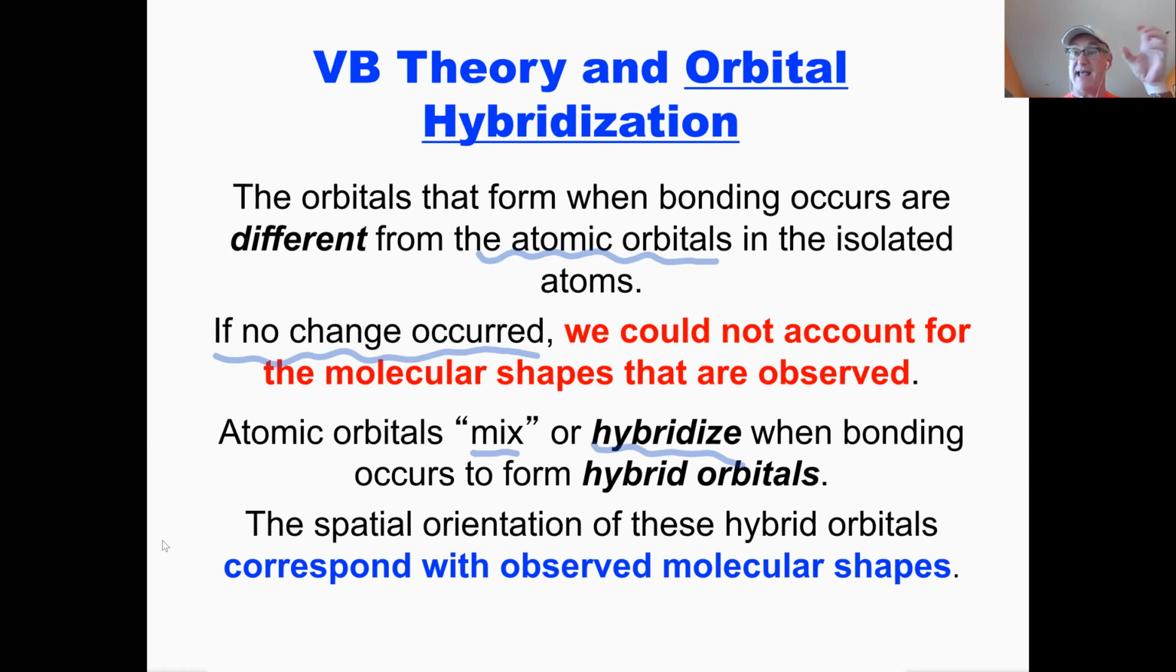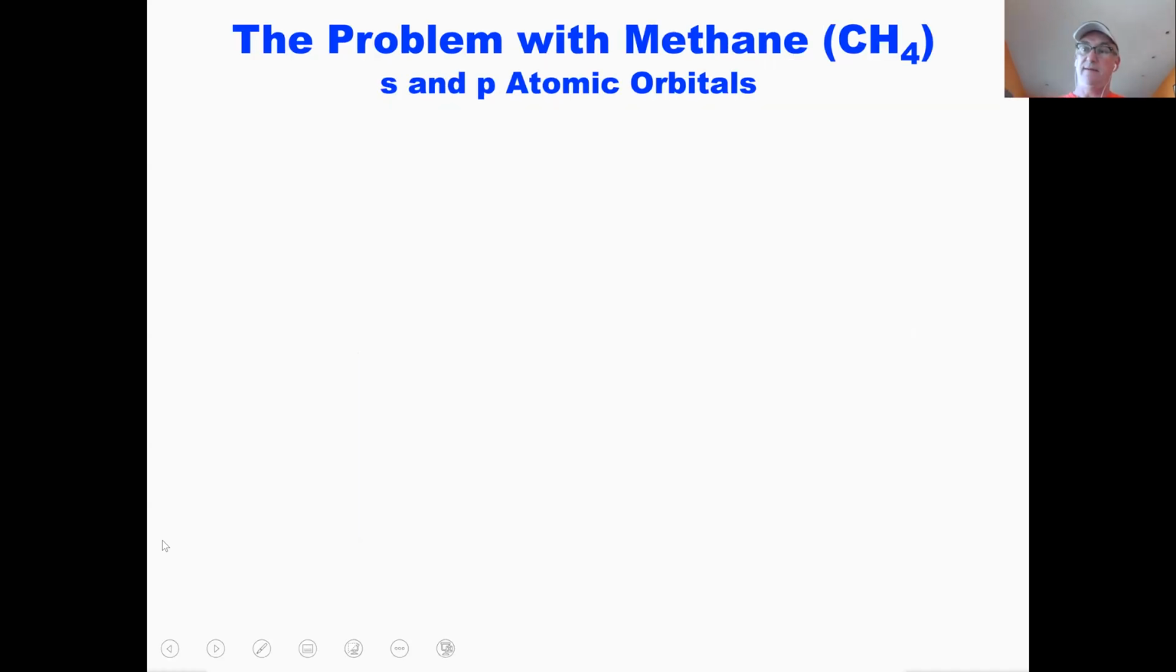So if we mix an S and a P together, they have some of the properties of an S and some of the properties of a P. And the spatial orientation of these hybrid orbitals, these new mixed orbitals, correspond with the shapes we've seen. Now, I just want to briefly show you what I'm talking about. And I'm going to introduce the problem with methane. Oh my God, there's a problem with methane.